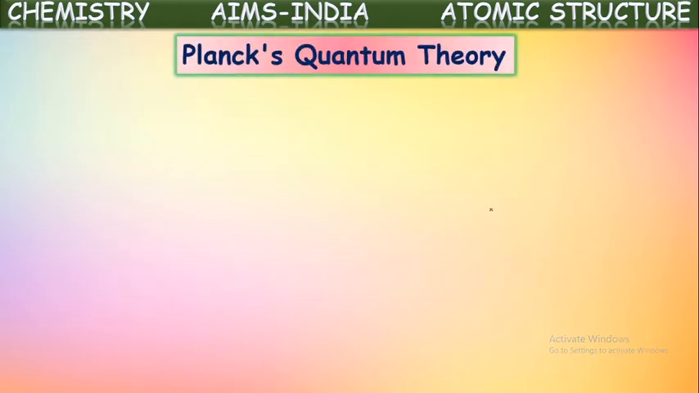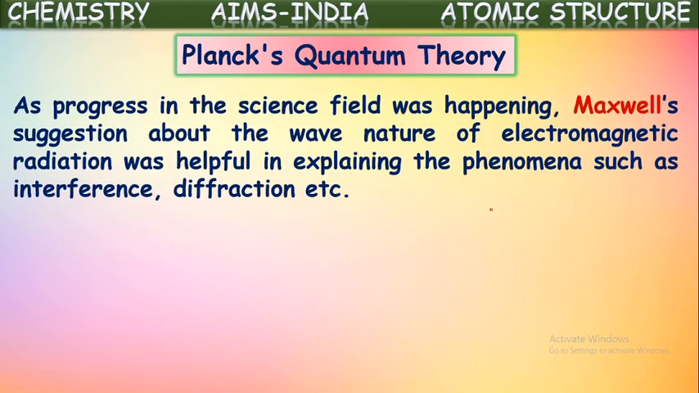Next, one more theory: Planck's quantum theory. As progress in the science field was happening, Maxwell's suggestion about the wave nature of electromagnetic radiation was helpful in explaining phenomena such as interference, diffraction, etc. These phenomena were explained very well by Maxwell's suggestion about electromagnetic radiation and its characteristics.